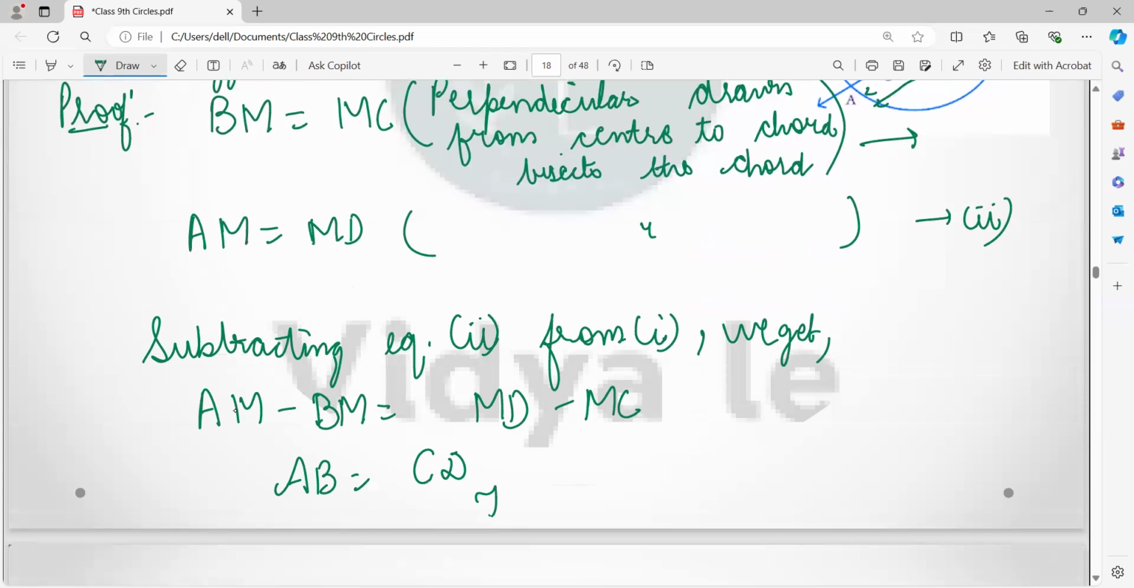Wonderful. So hence proved. So we have completed the question number 2nd, 3rd, and 4th.